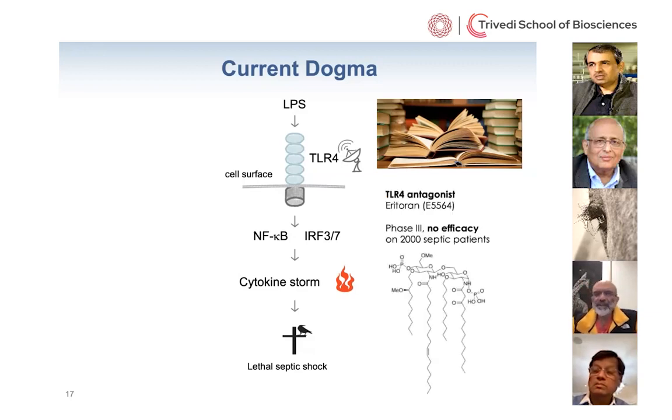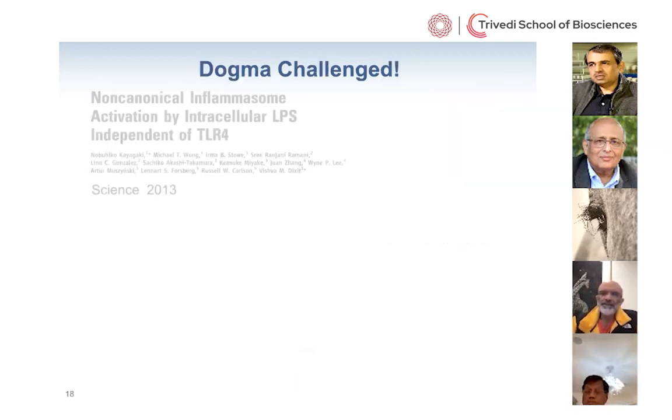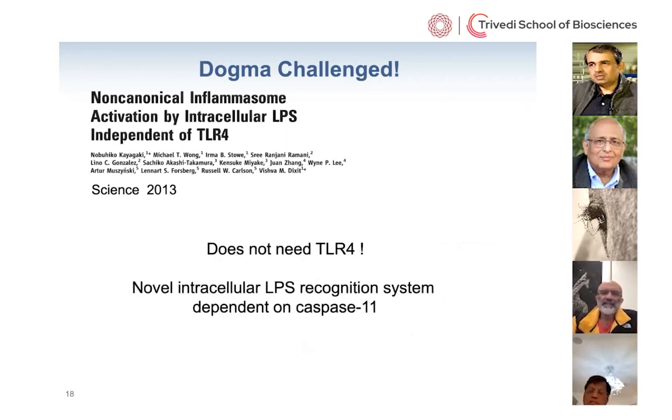And then, of course, there was the failure of the TLR4 antagonist in clinical trials. So it seemed there may be another way to sense LPS. So in 2013, we said, indeed, there is a sensing system. It doesn't need toll-like receptor 4. It's an intracellular sensing system that's dependent on caspase 11.